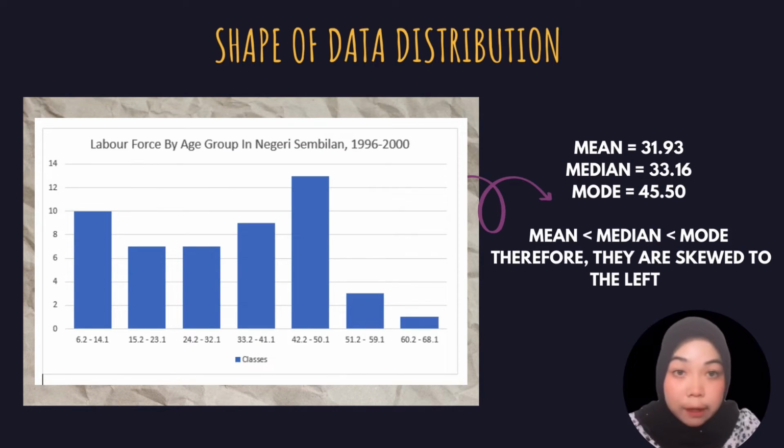I would like to explain about the shape of a data distribution. The shape of data distribution is about knowing the shape of the data. As you can see before, I have explained about the mean, median and mode. For the mean, in the labor force by age group it is 31.93, and for the median is 33.16, and for the mode is 45.50, and so the skew is to the left.